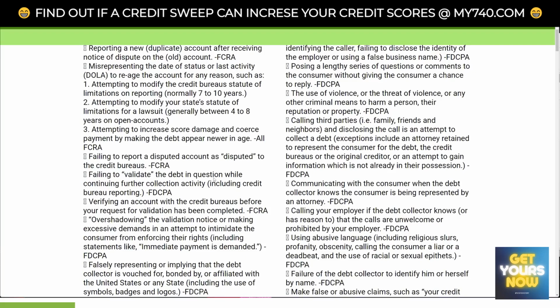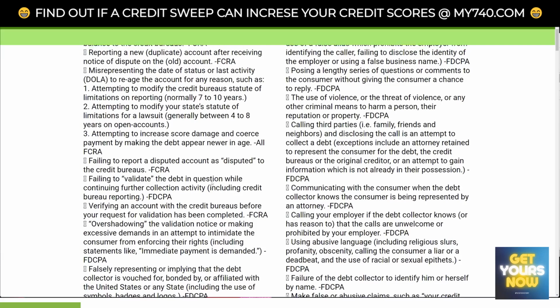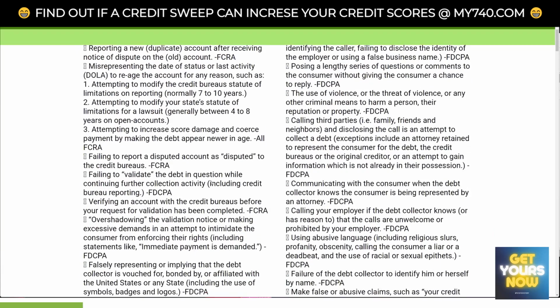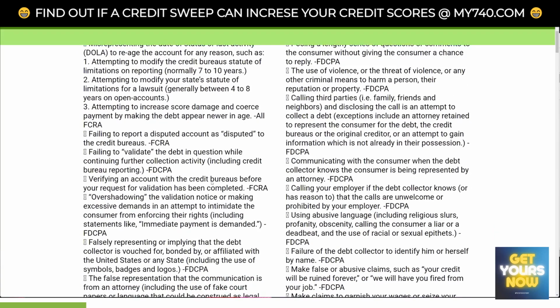Misrepresenting the date of status or last activity. Doesn't that sound a little bit familiar? Gee, factual-based disputes. To re-age the account for any reason, such as attempting to modify the credit bureau's statute of limitations on reporting, which is normally 7 to 10 years, or attempting to modify your state statute of limitations for a lawsuit, generally between 4 and 8 years on open accounts.